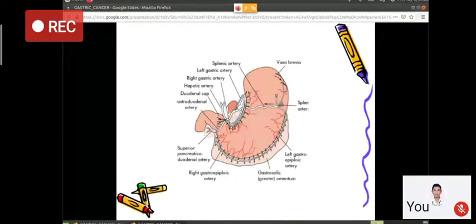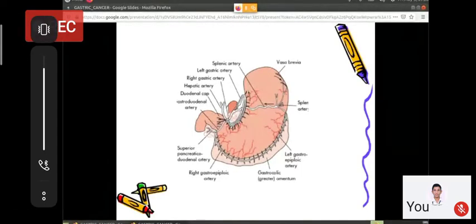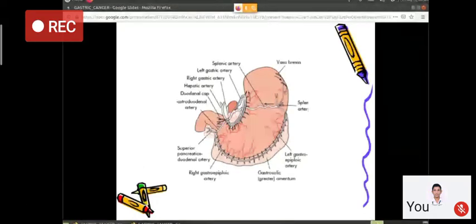It is coming from the left gastric. It is coming from the splenic artery, giving rise to short gastric vessels and the left gastroepiploic vessel. Then there is the common hepatic artery giving rise to the gastroduodenal artery and the right gastroepiploic vessel. So there are four vessels which are supplying the stomach extensively.